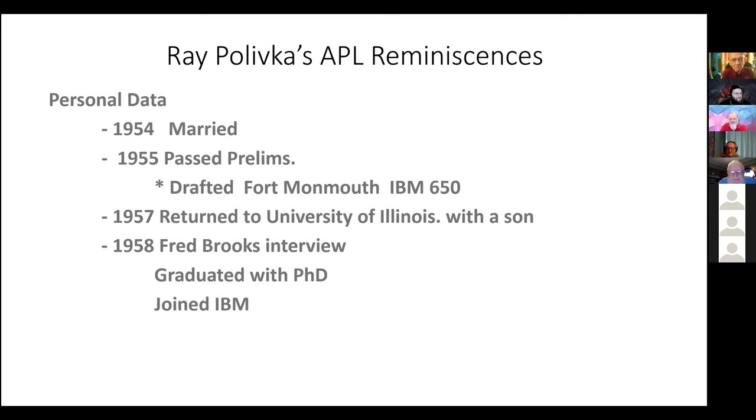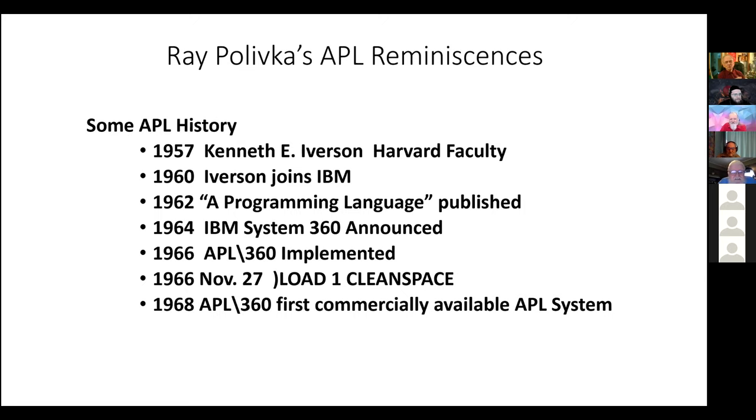Before we get started too far, let me run through some APL history. In 1957, Ken Iverson was on the Harvard faculty, but he was not given tenure because, quote, he didn't write enough. So in 1960, he joined IBM and teamed up with Aidan Falkoff. Aidan was also an APLer, became an APLer, but he had the difficult crew in IBM research.